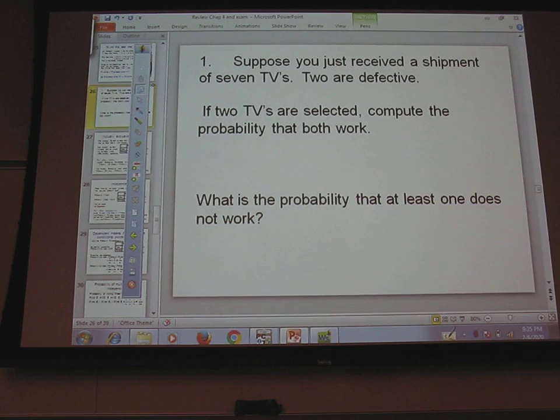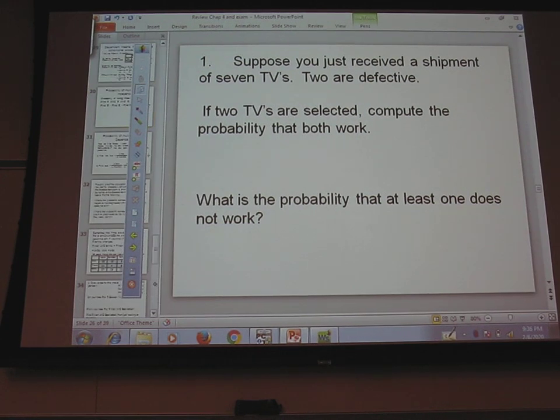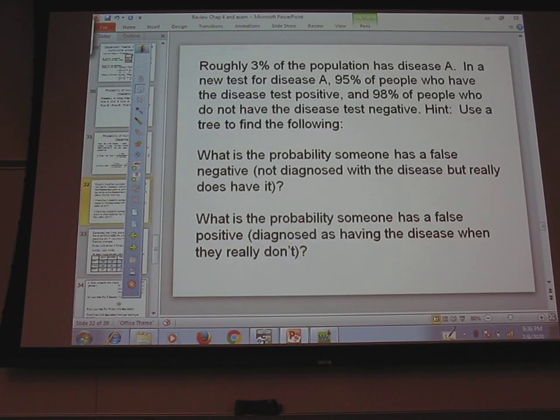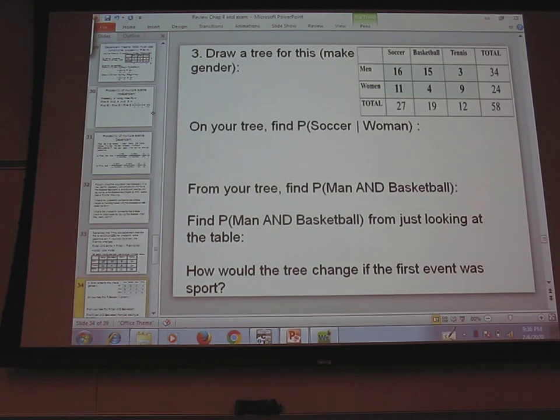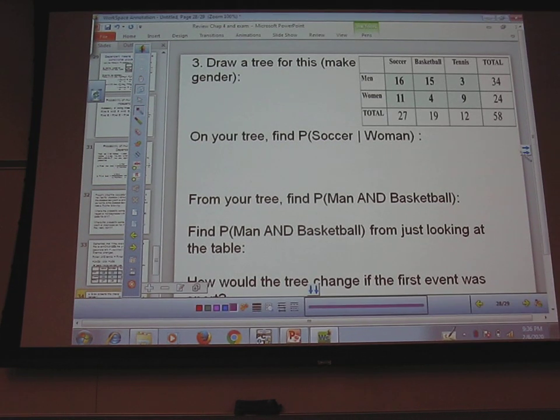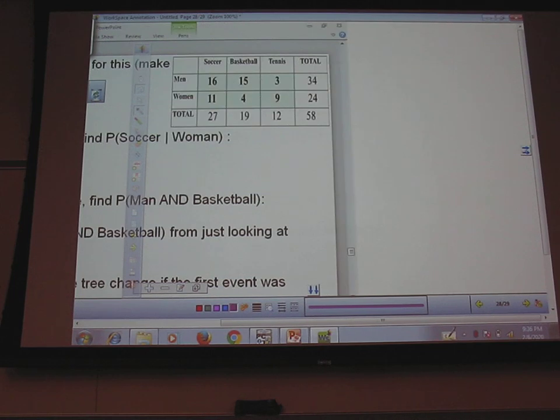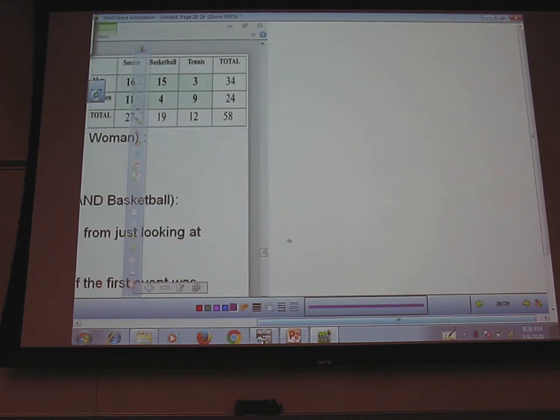All right, so let's take a look at problem number 3 first. So we're looking at a probability tree. Probability trees are always happy trees. So I said make the first one gender. So we have male and female. What's the probability that they're male? 34 out of 58. What's the probability that someone's female? 24 out of 58.